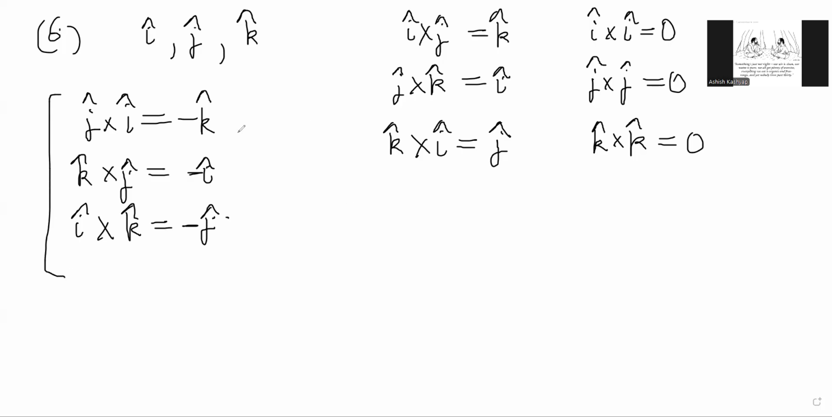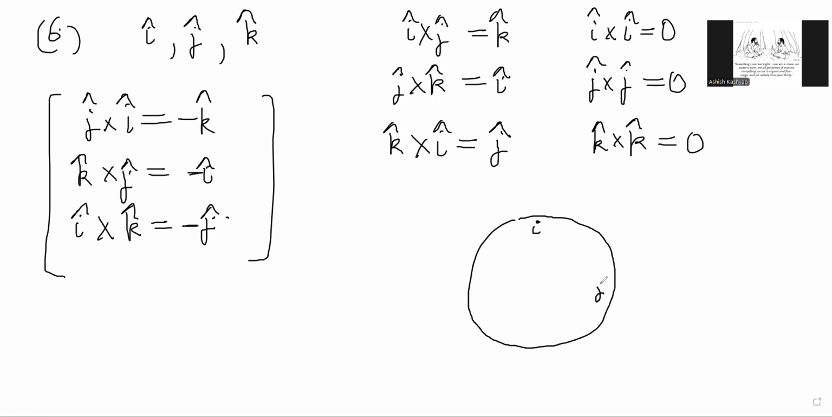These are easily understandable from the basic definition of your cross product and from knowing that i, j, and k are in the positive x, positive y, and positive z axis. A nice way to remember them is to think of them on a circle. i is here, j is here, k is here. And if you count in the clockwise direction, whenever you do the cross product of two vectors in the clockwise direction, the answer will be the third vector. So i cross j is k, j cross k is i, and k cross i is j, right?